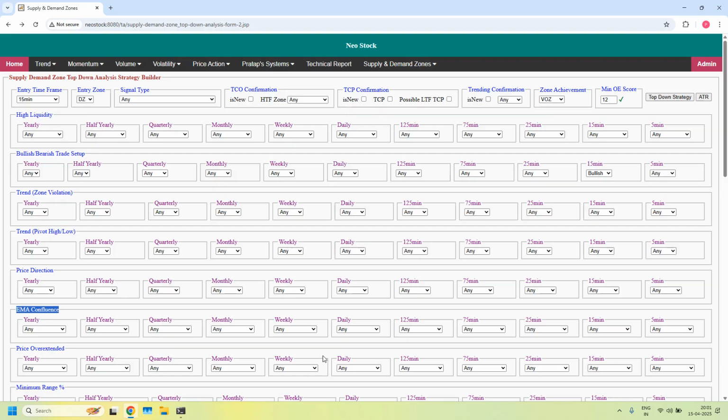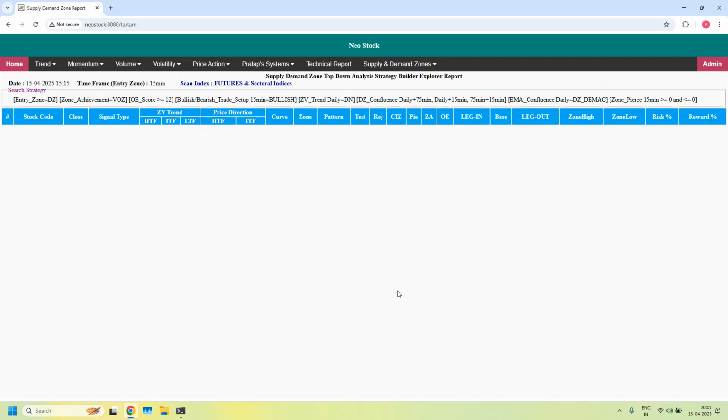So in EMA confluence at daily time frame, I am checking whether the daily demand zone has daily EMA confluence or not. At the same time, the trend on the daily should not be sideways. It should be downtrend because it is a bearish trade setup. With these filters, we did not get any stock.